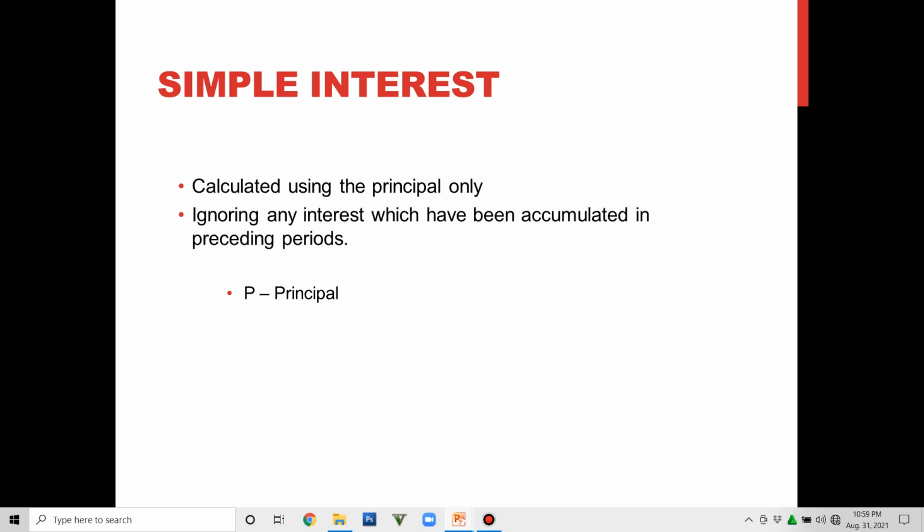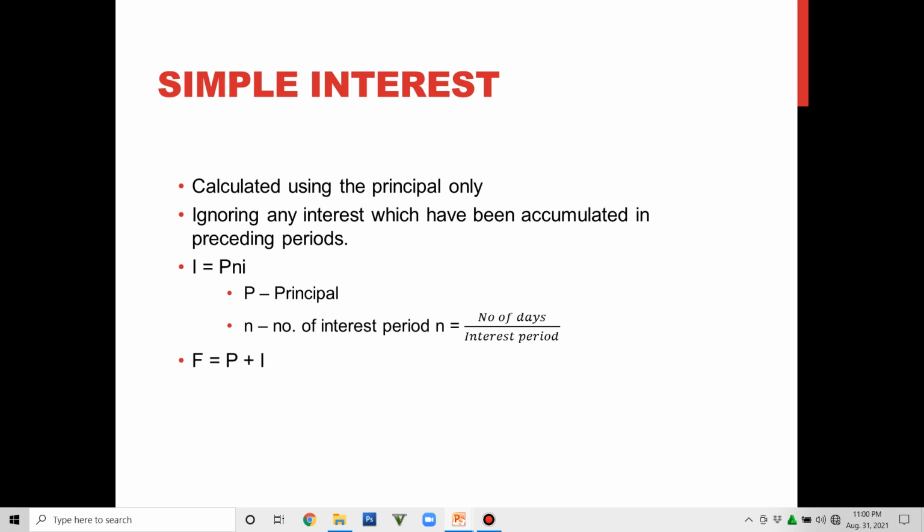So the simple interest is calculated using the principal only. It ignores the interest which has been accumulated in preceding periods. So meaning, the basis for the computation is the present value or the principal. So the formula is I equals P N i, wherein P is the principal, N is the number of interest periods, which is equal to the number of days divided by the interest period.